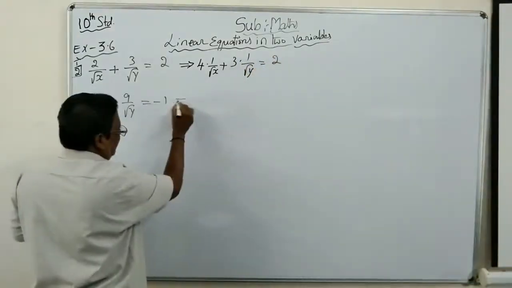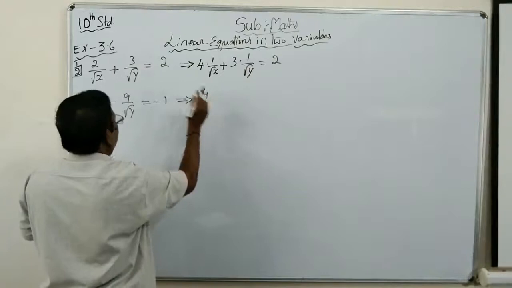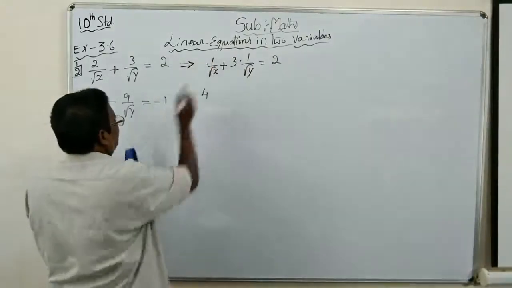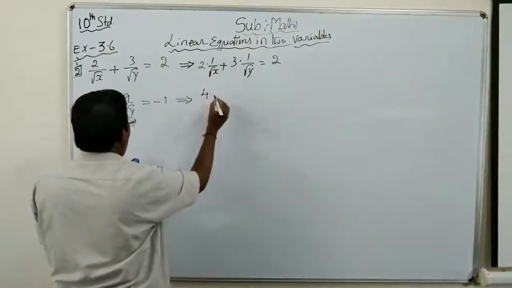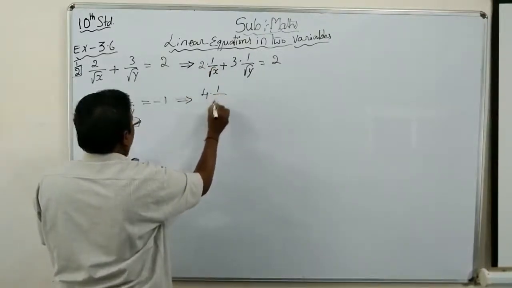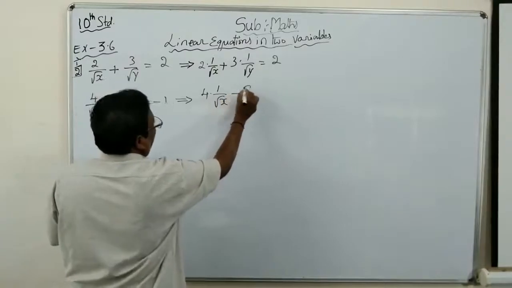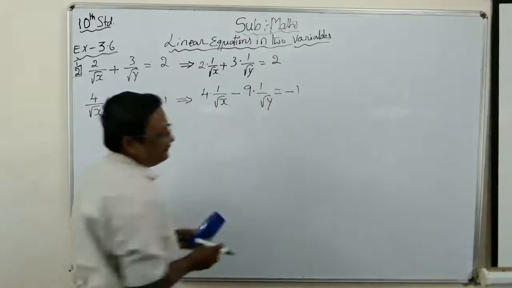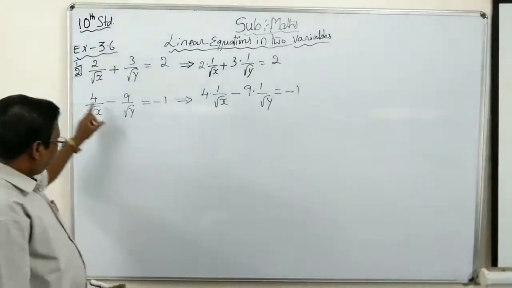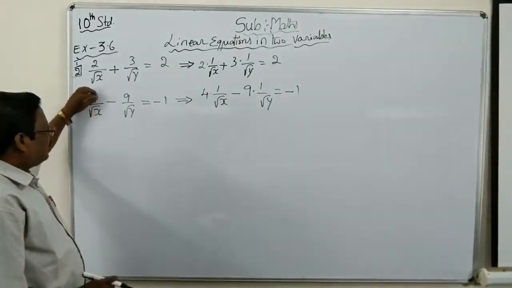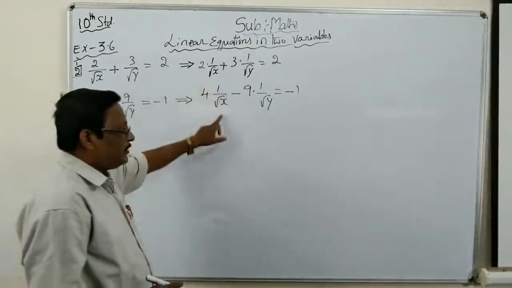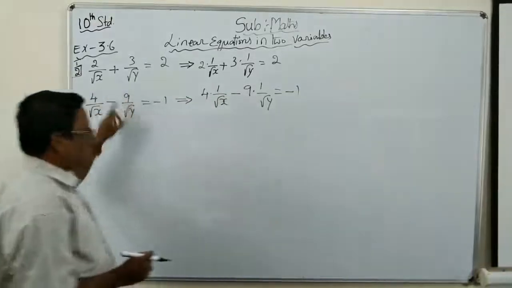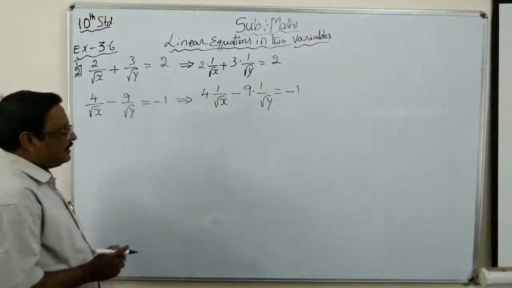This can be written as 4 into 1 by root x minus 9 into 1 by root y is equal to minus 1. Here numerator 4 is there: 4 into 1 by root x, 4 by root x, same thing. 9 into 1 by root y, 9 by root y, same. Right side is also the same.